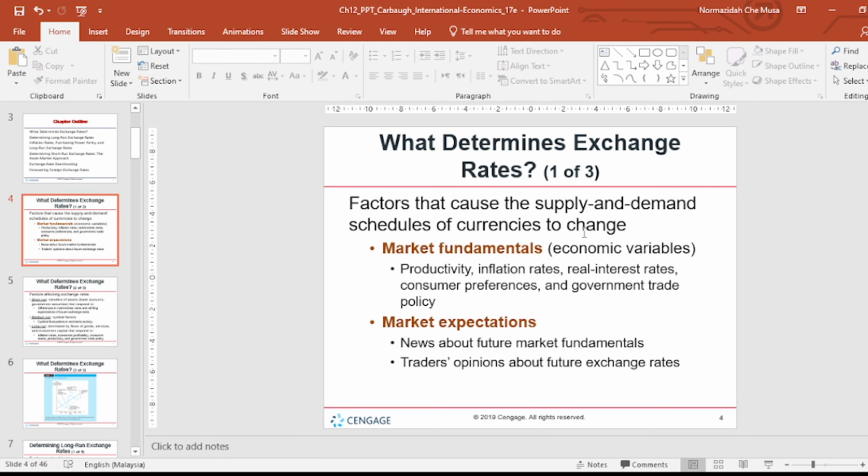Let's review what are the determinants of exchange rate in the long run. First of all, what determines exchange rate? Number one is market fundamentals and market expectations. So we've learned from previous class market fundamentals: productivity, inflation rates, real interest rates, consumer preference, government trade policy, and expectations, news about future fundamentals, and opinions about future exchange rates.